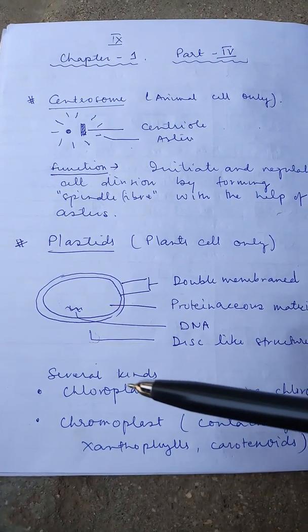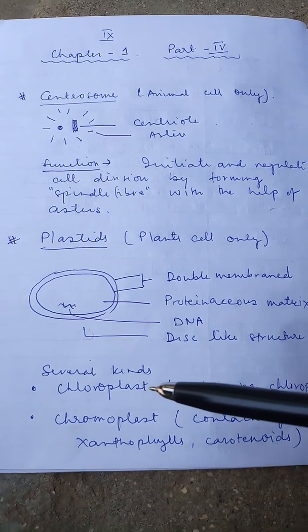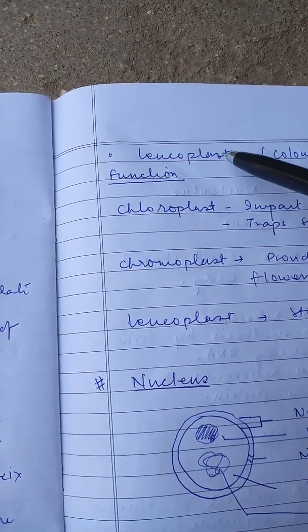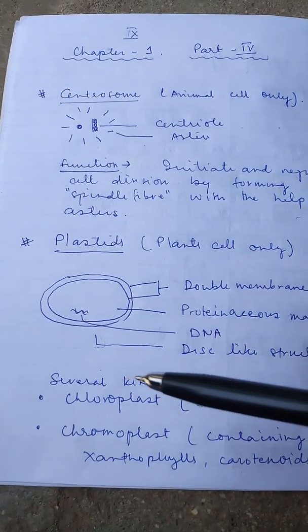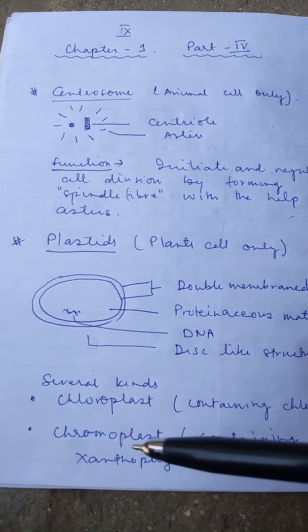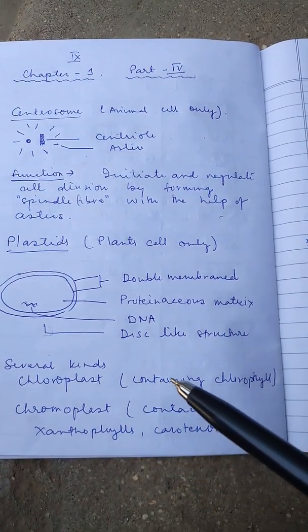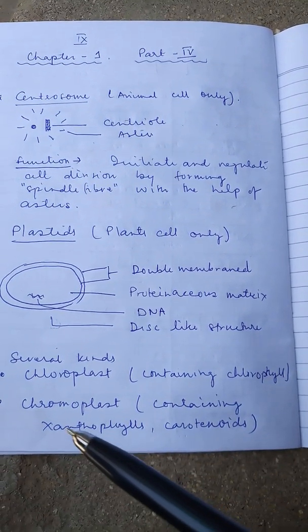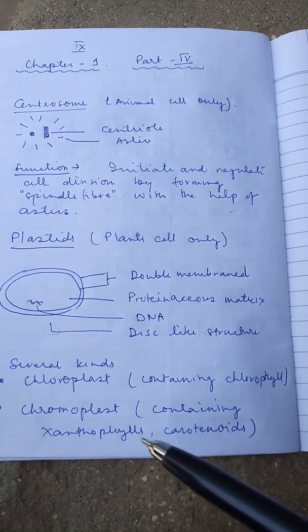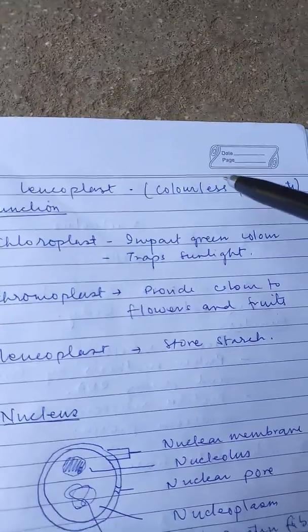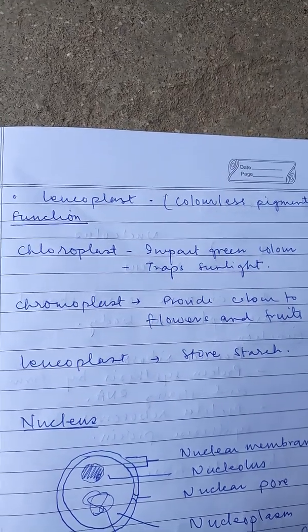Plastids are of several kinds. There are three types of plastids: chloroplast, chromoplast and leucoplast. Chloroplast contains chlorophyll, chromoplast contains xanthophylls and carotenoids, and leucoplast does not contain any pigment.